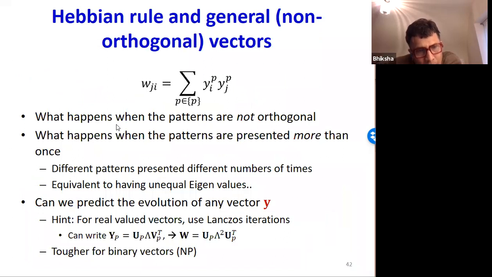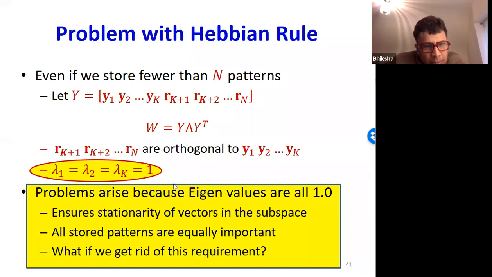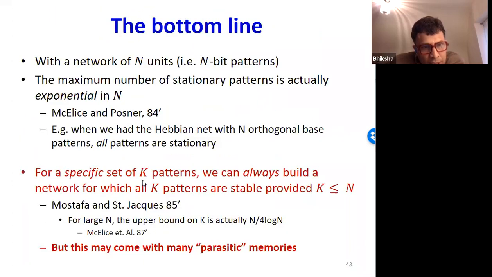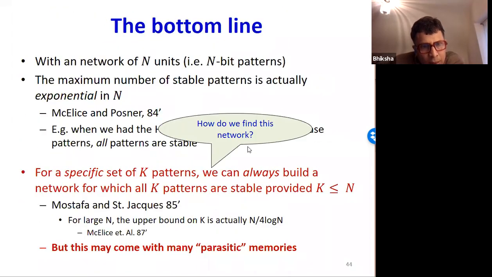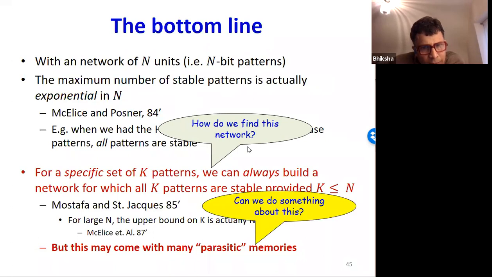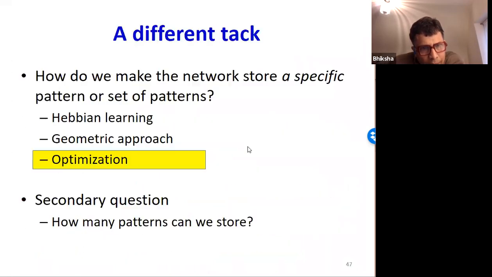And of course, it gets more complex. What if the patterns are not orthogonal? What if the patterns are represented more than once? You can work out the arithmetic, but the basic flaw with the original Hopfield paper shows up when you actually begin looking at this behavior here, right? So let's try to fix this. Let's deal with the whole business of trying to design the network as an optimization problem.